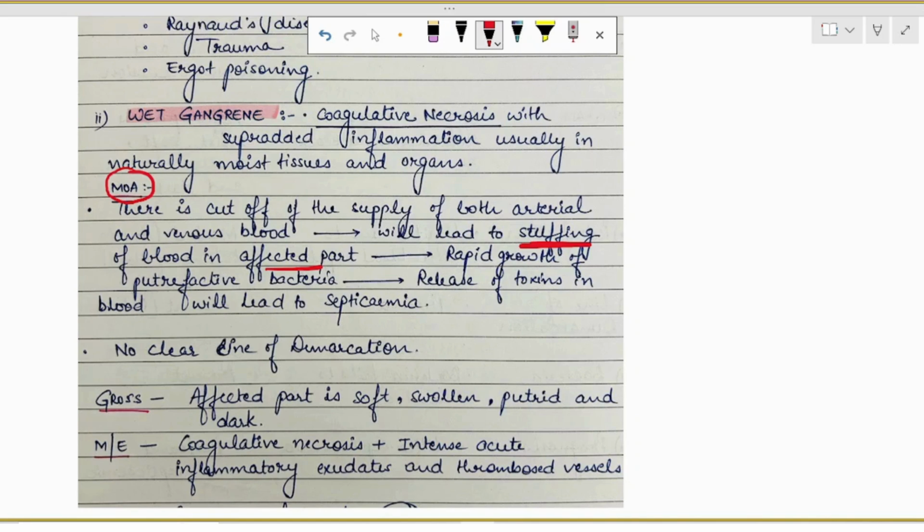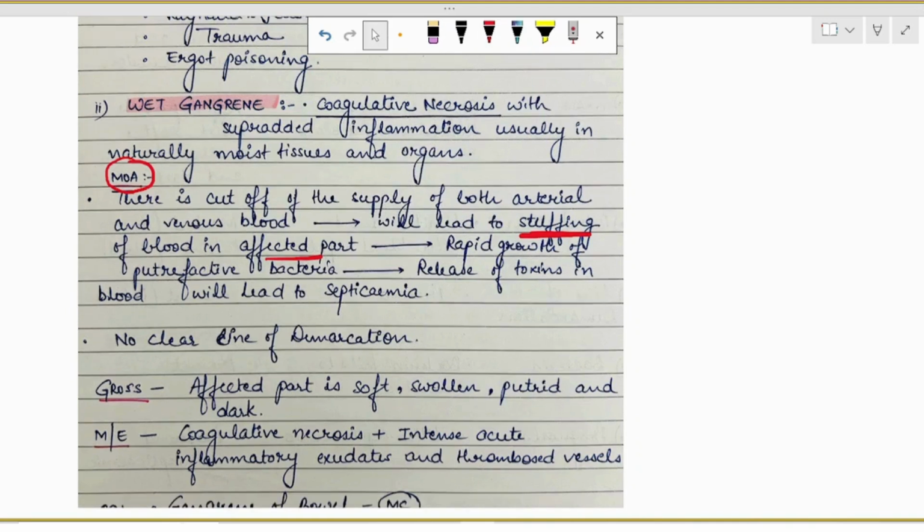So, I hope you understand this point, that both arterial and venous supply will be cut off. And in dry gangrene, what is happening? Only the arterial supply is getting cut off, and in wet gangrene, both arterial and venous supply are getting cut off. That will lead to the stuffing of blood, that is, stasis of the blood, and it will lead to rapid growth of putrefactive bacteria. These bacteria will release toxin in the blood and it will lead to septicemia. And here there is no clear line of demarcation, it is all diffuse.